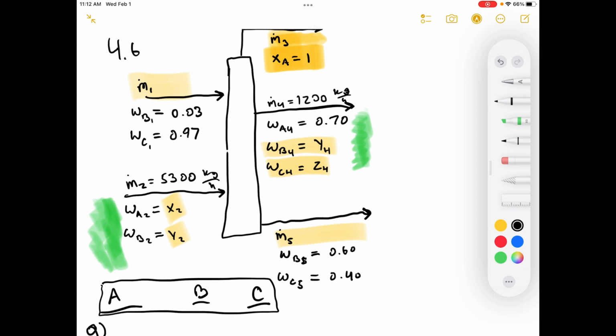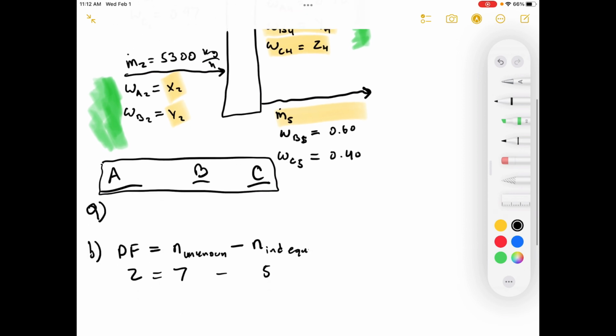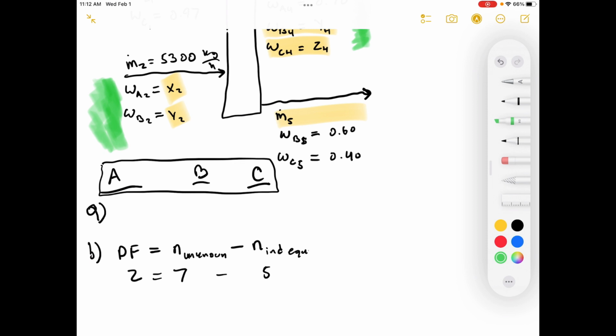Or at least reducing. What I mean by that is we can't calculate all of the unknowns in this process unless we reduce the number of unknowns. So if we reduce the number of unknowns so the degrees of freedom is 0, then we could specify all of the unknowns with the given information that we have.